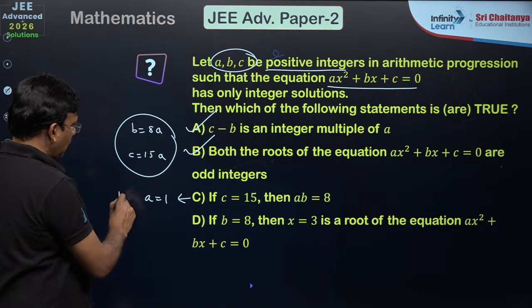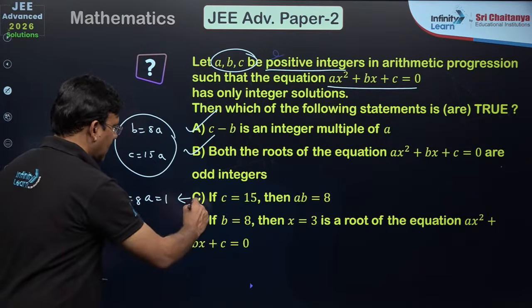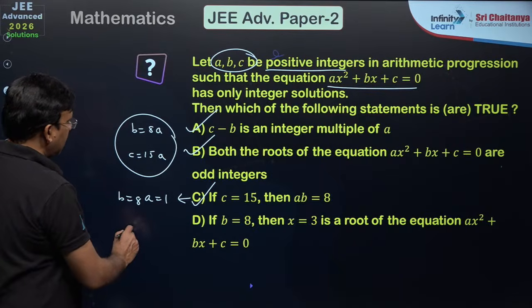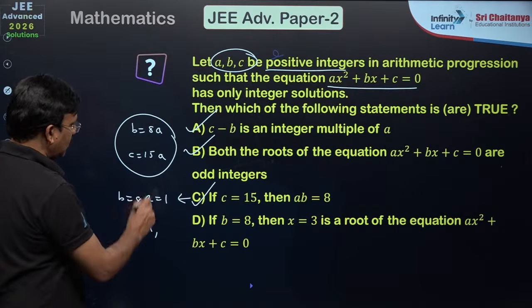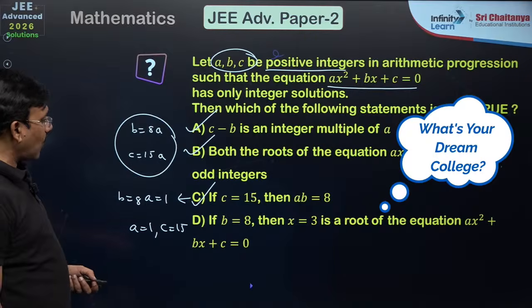If a is equal to 1, b is equal to 8. So, AB is equal to 8, correct? This is also correct. If B is equal to 8, in this case A is equal to 1. If A is equal to 1, C is equal to 15. So, what are the roots?